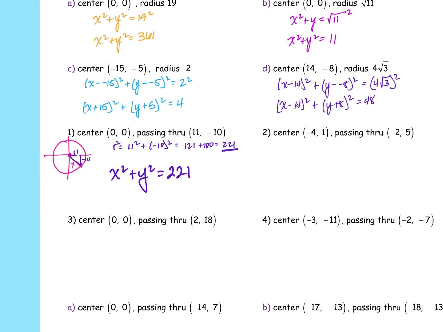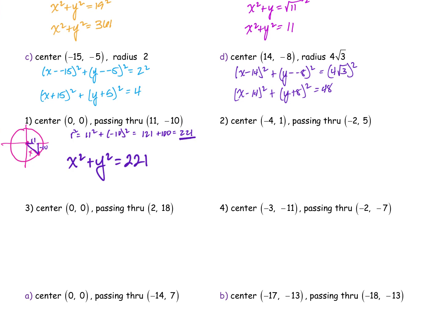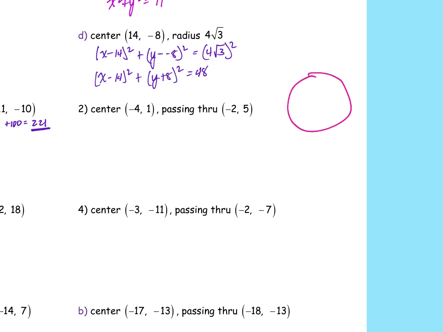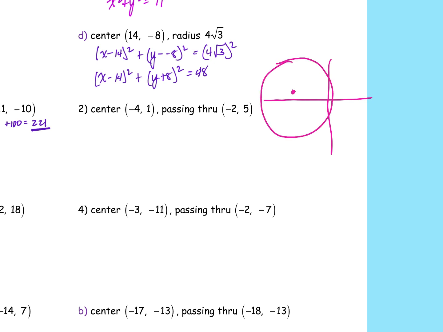So same thing on this one, only my center is not at 0, 0 anymore. So if I have my picture here, that was a horrible diagram. Let me try again. Okay, so here's my negative 4, 1. So my circle is right here, and there's the center of my circle, so it's here somewhere. And I've got negative 2, 5. Here's the point on the circle.